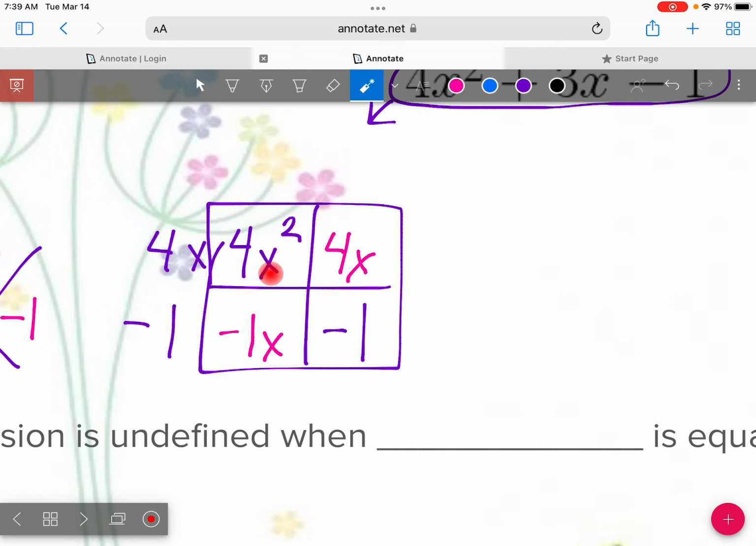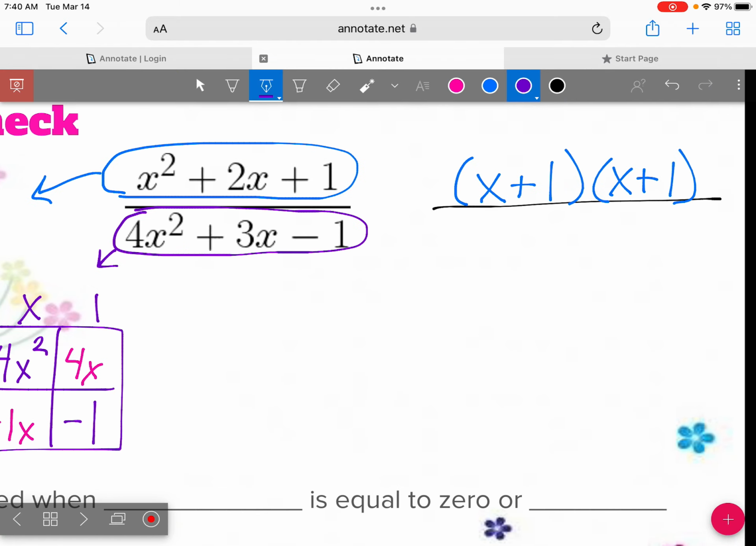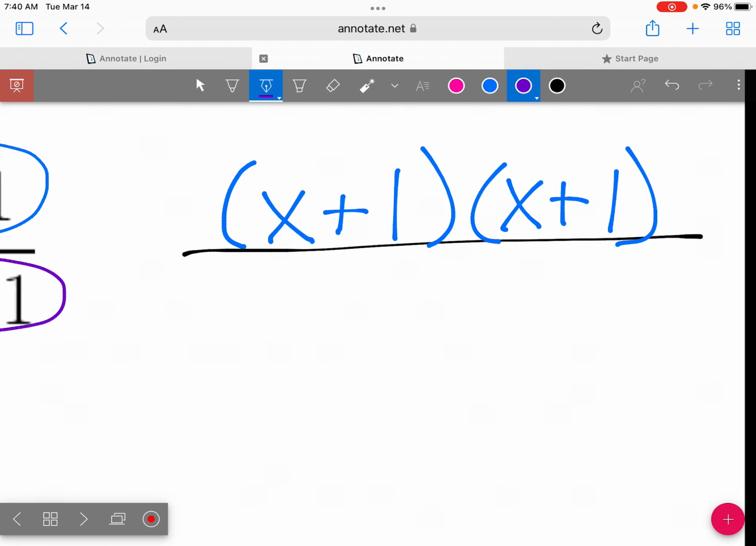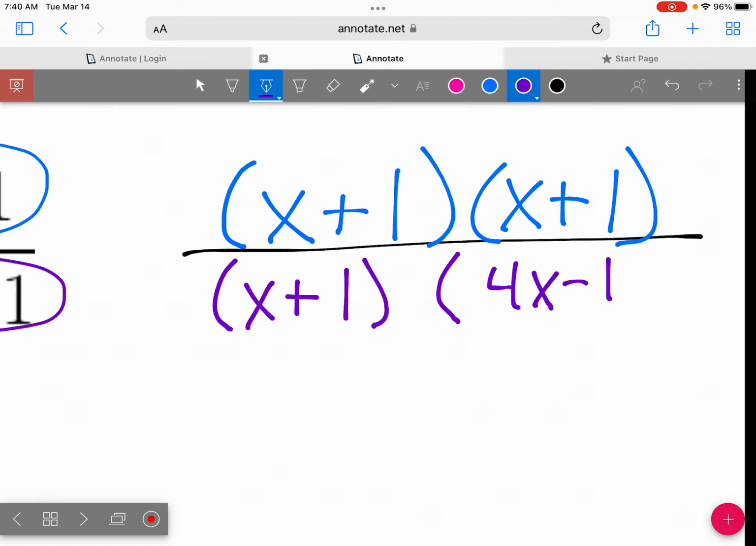What is shared in this first column? X. Just an x. What is shared in this second column? 1. Just 1. So when we put it in our factored form, we get x plus 1 and 4x minus 1.